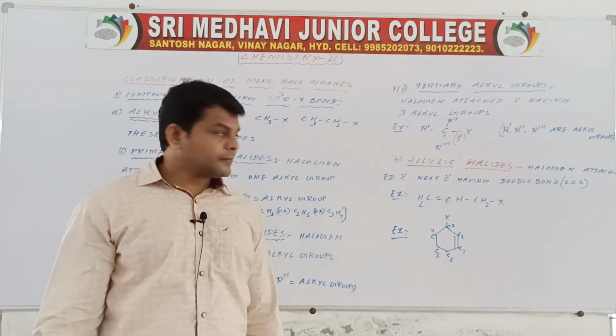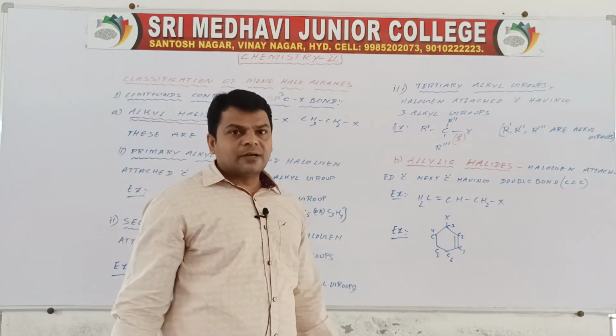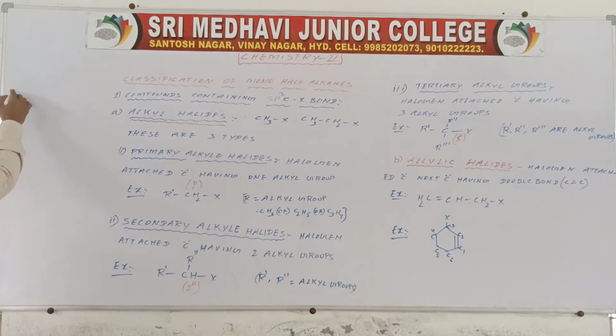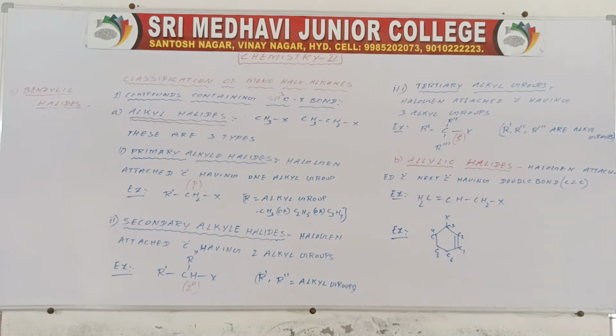Understand? Then you have to know one more type of halides, that is nothing but benzylic halides. So this is A, this is B, and next is benzylic halides, C. Benzylic halides means compounds with a halogen atom bonded to a carbon atom.